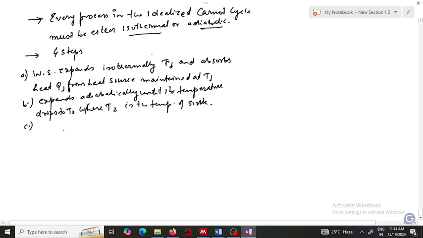In the third scenario, this working substance is compressed isothermally, sorry about it, compressed isothermally at T2, and when it is compressed isothermally, this particular heat engine, or you can say the working substance, rejects heat Q2 to the sink.